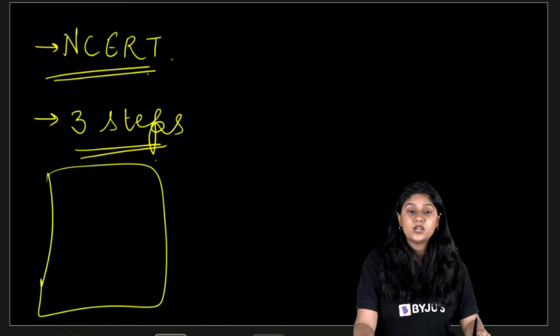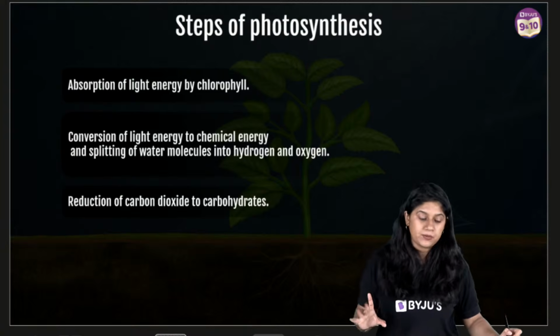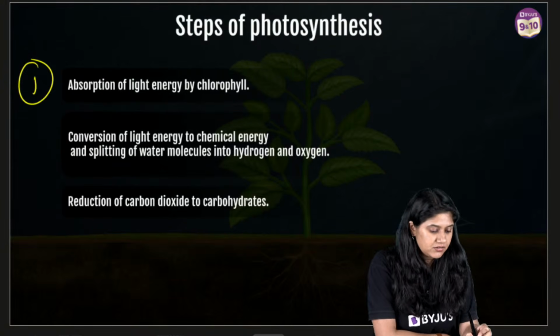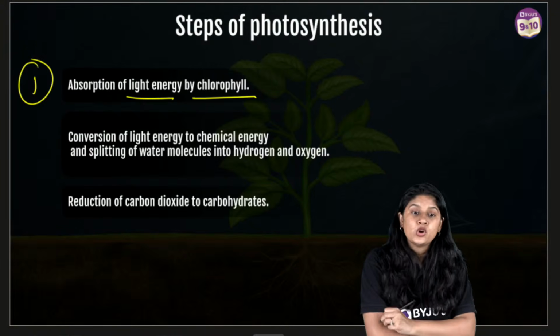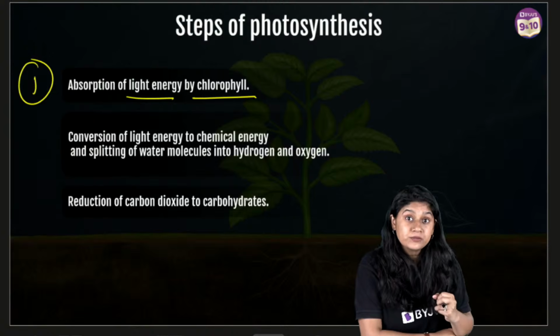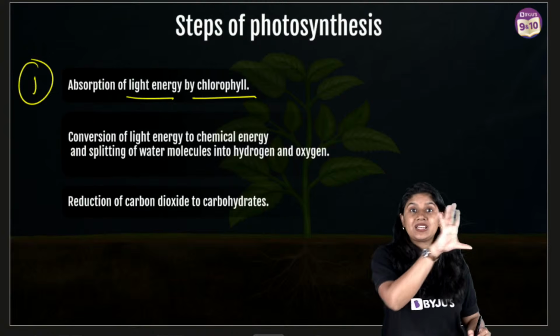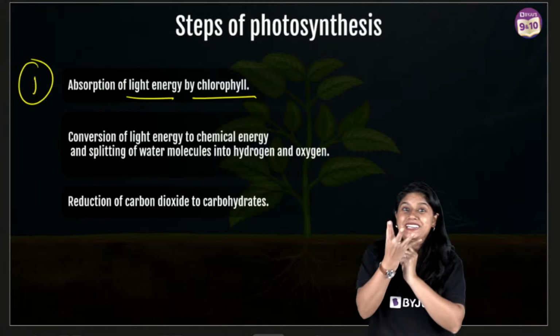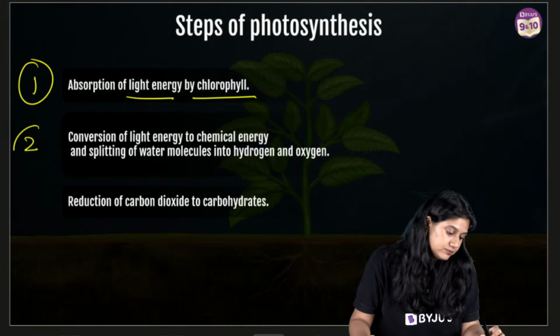So now we'll be taking a look at the 3 steps, everyone. What is the first step? The first step is the absorption of the light energy by chlorophyll. We know that inside the chloroplast, we have the chlorophyll. So the first step is the absorption of the light energy. Sunlight energy will come and will be taken by the chlorophyll.